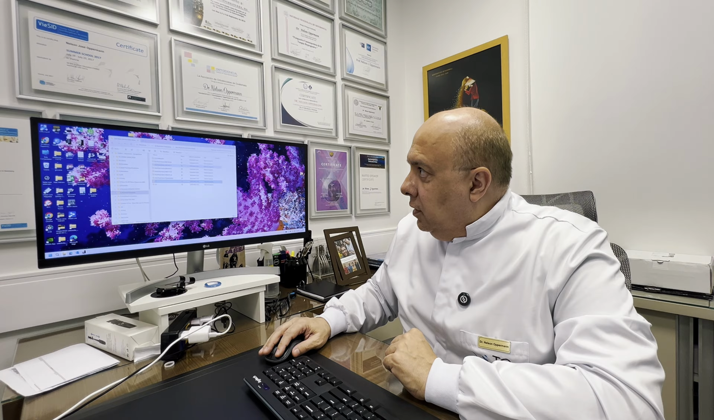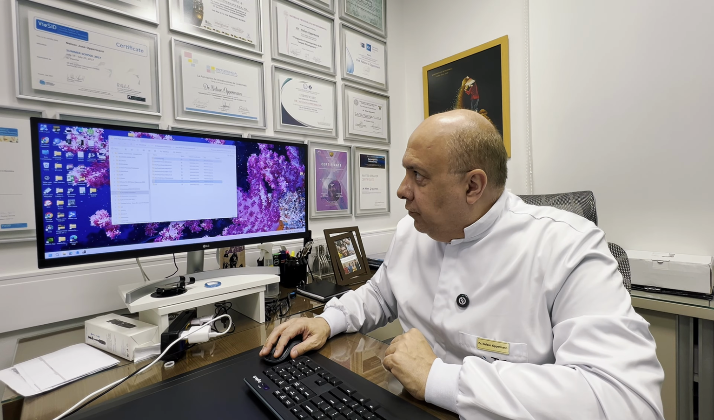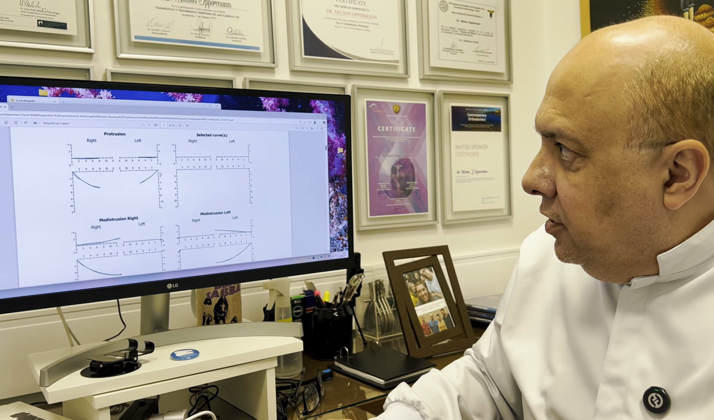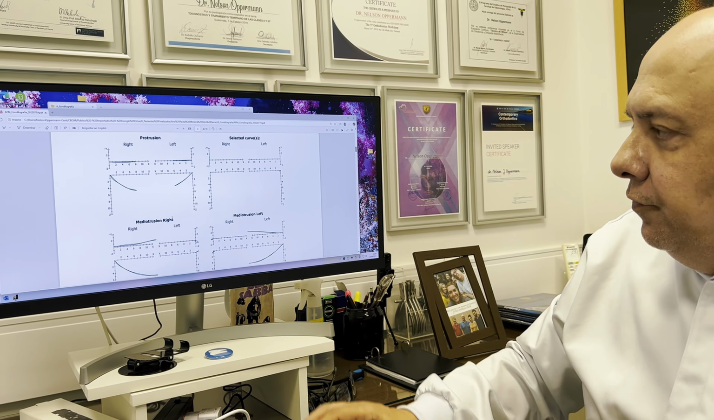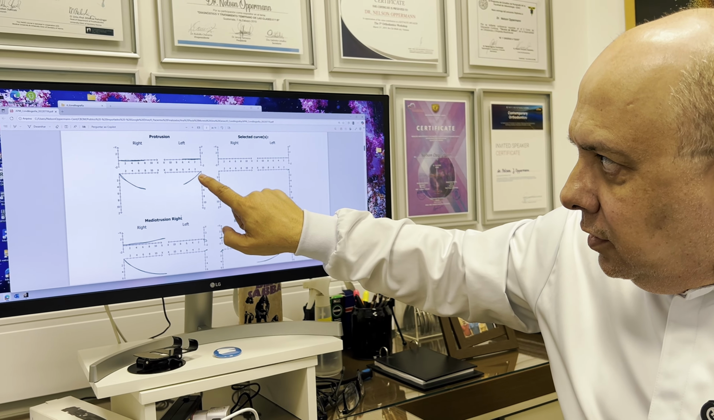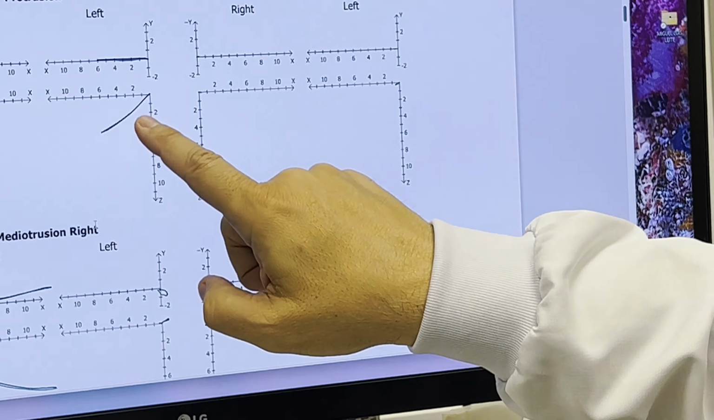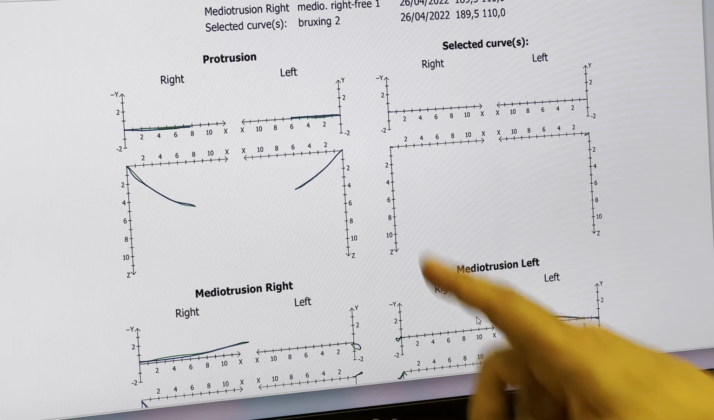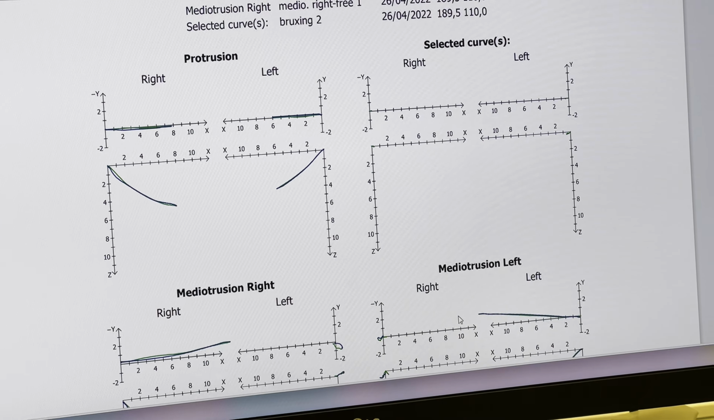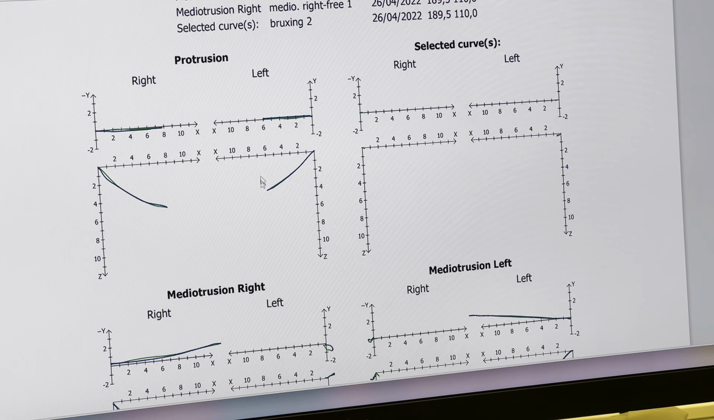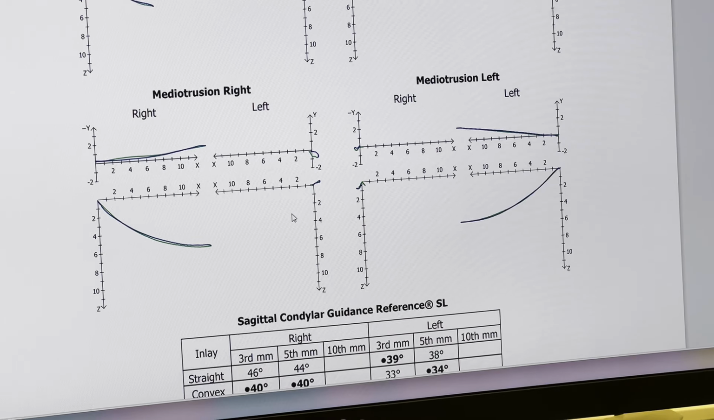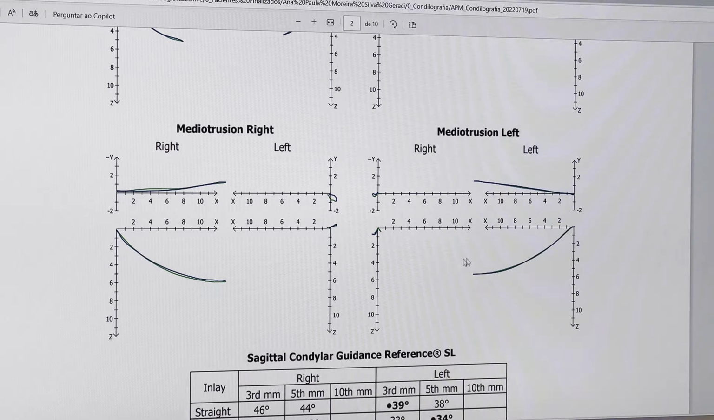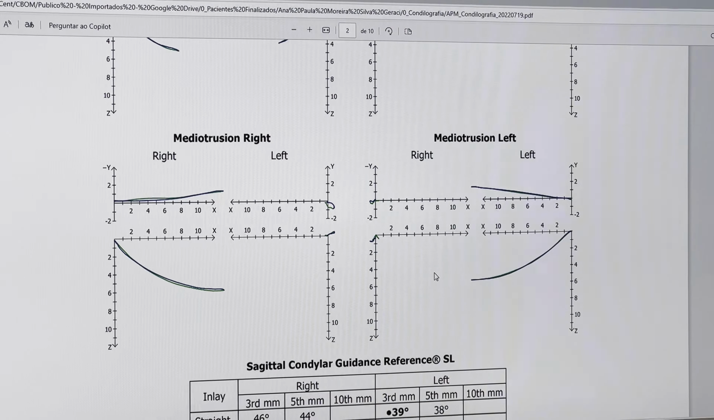If we now go to the patient's condylography, I can see here that she has arthrotic movements and a little bit of changing characteristic on the left. So this way, in protrusion, she has an arthrotic pathway and a little bit short movement on the left. When she goes for the mediotrusion, I don't see anything bad. A little bit of changing characteristic on the left as well.